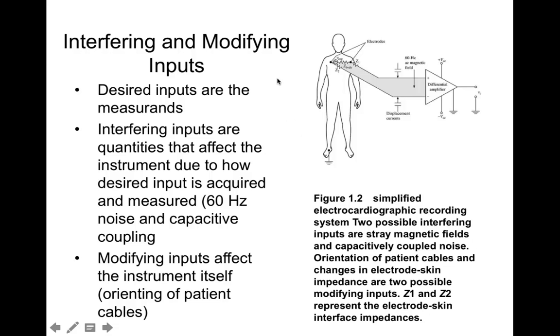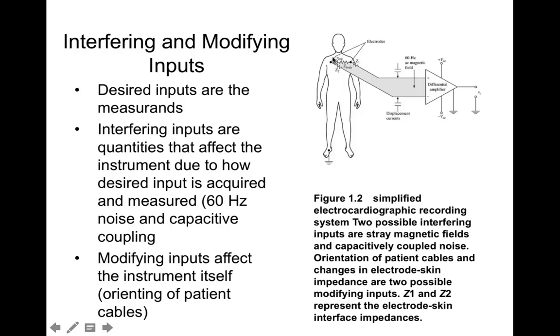Here's an illustration of interfering and modifying inputs and what's meant by that. So your desired inputs basically are the measurand. So what are you trying to measure? In this particular case, the desired input that we're trying to measure is the heartbeat. And so we have a couple of electrodes here on the body, and then they come to a differential amplifier. We're measuring some displacement currents that are present because we have some external voltages in the room. There are some magnetic fields due to 60 hertz.